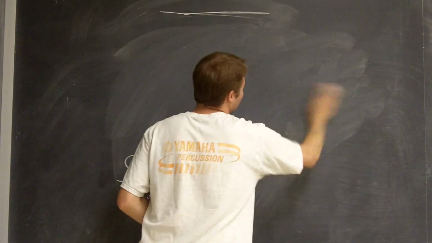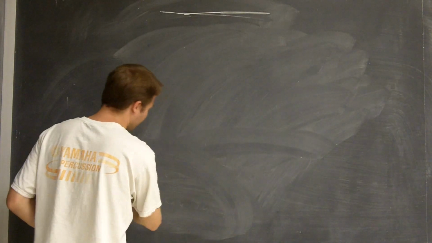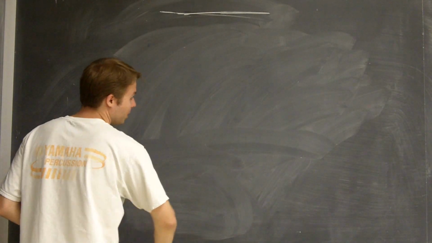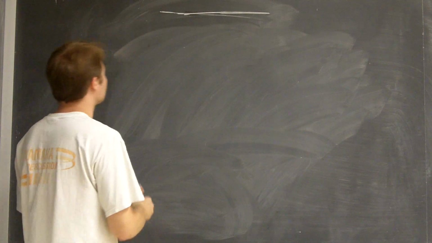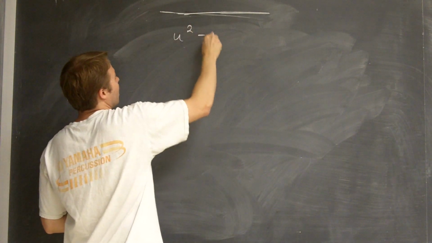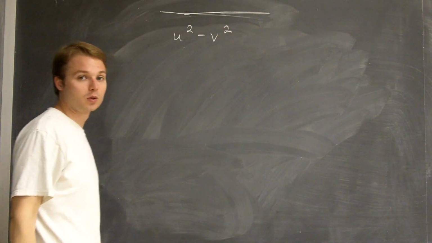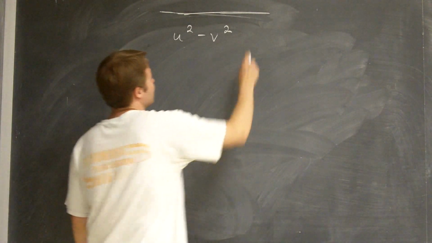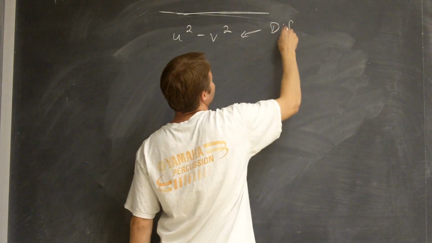So in addition to factoring by grouping, we have another technique that works with a certain form of expressions. Any expression that can be written in this form, u squared minus v squared, we say this is a difference of squares.